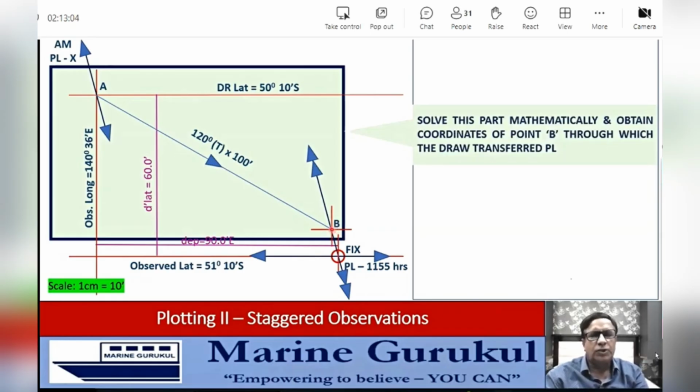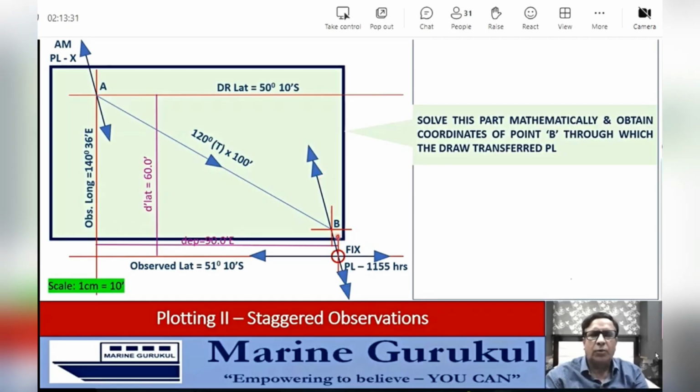Once we get the coordinates of point B mathematically, which means we get a point through which to draw the transferred PL, direction of the transferred PL shall be same as the direction of its PL in the morning, then that means we can now plot directly the transferred PL and we do not need to reference it to this point A out here. Why? Because all this has been mathematically then done.